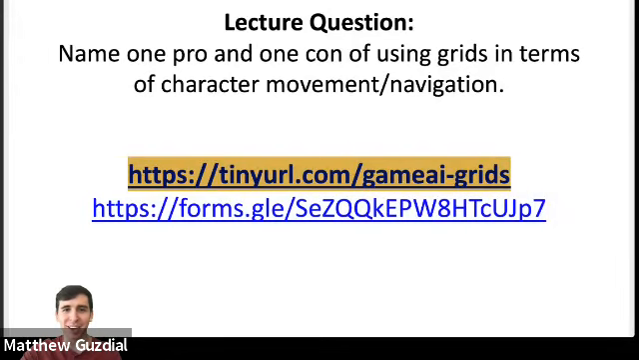Streamlines pathfinding thanks to simplified geometry of grids. We haven't gotten to pathfinding yet. We will. When we do, that is certainly true. We know that a grid is going to be a uniform size, which means that path planning is pretty easy because we know the cost of every step. So that's certainly true. Let's take a look at some cons.